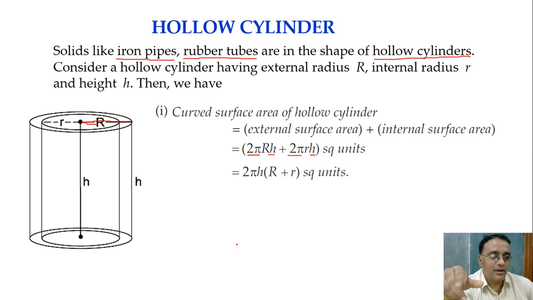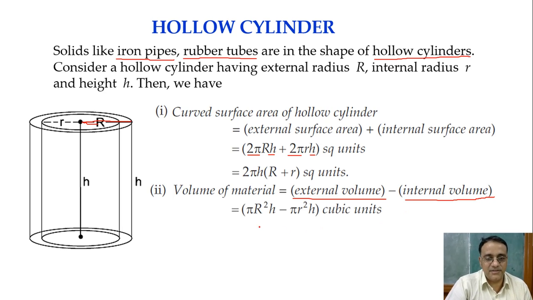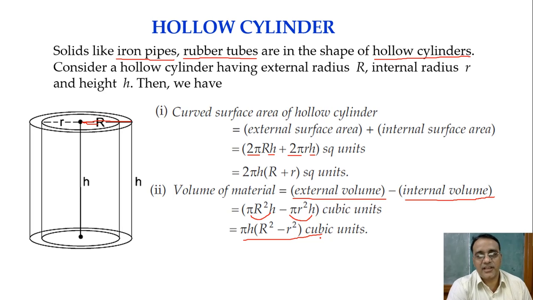Okay, very good. Volume of outer cylinder minus volume of internal cylinder. Okay, so first we'll find the volume only. External volume minus internal volume. So pi capital R square h minus pi small r square h. और दोनों में pi h common है. So we can take pi h common and we'll get pi h into capital R square minus small r square cubic units. Any doubt?